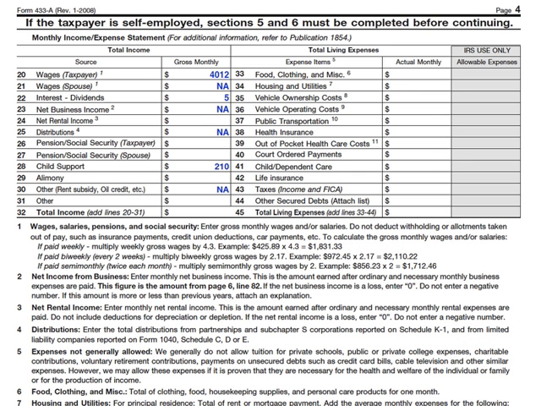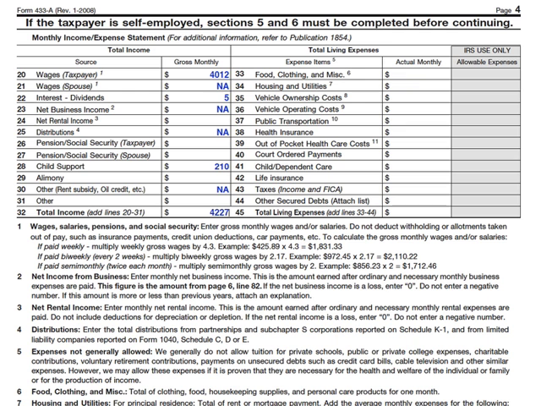Okay. So then line 32 is just the total income. We just add up all the numbers, enter it on line 32. Correct. Now let's talk about living expenses here. We've got food and clothing, housing and utilities, vehicle ownership costs, operating expenses, public transportation, health insurance. It just goes on and on.